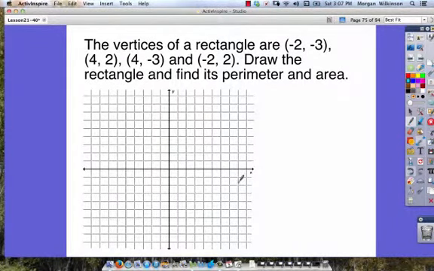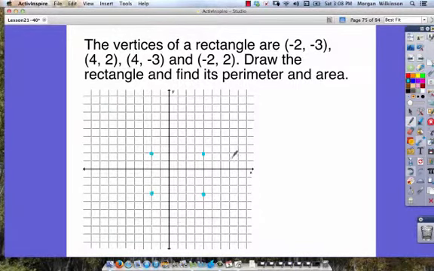The vertices of a rectangle are negative 2, negative 3, 4, 2, 4, negative 3, and negative 2, 2. Draw the rectangle and find its perimeter. So negative 2, negative 3, that's going to fall right here. Then we have 4, 2, so 1, 2, 3, and 4, and up 2. 4, negative 3, well that's going to be 4, and then down 3, and negative 2, and 2.